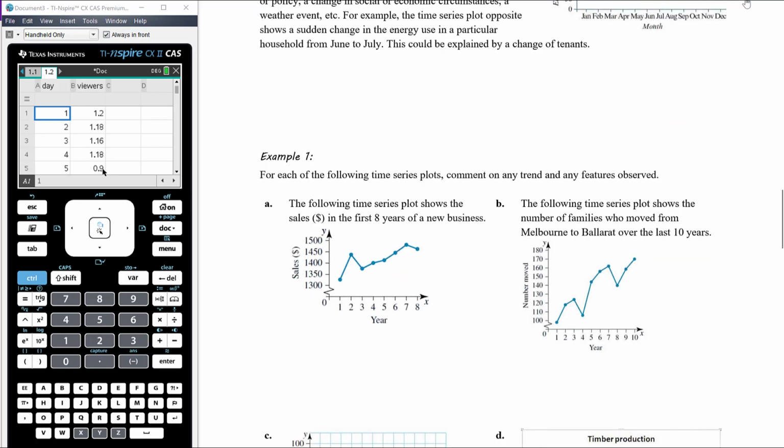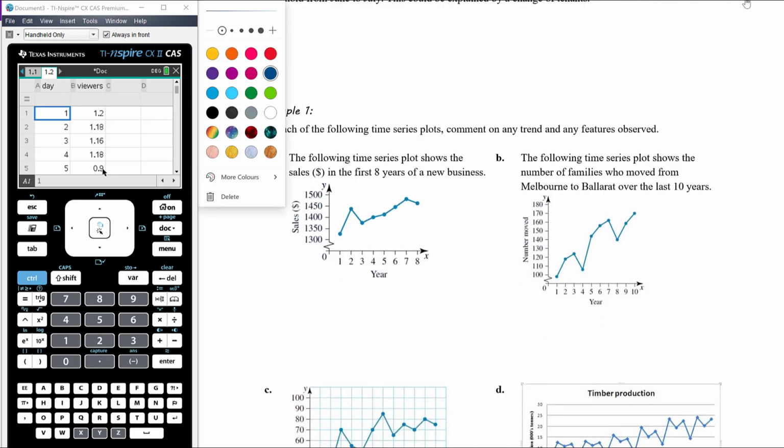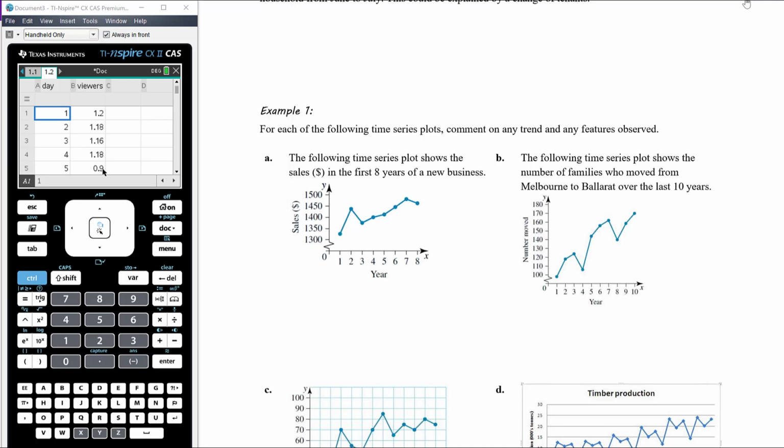Okay, so for each of the following time series plots, comment on any trend, so upward, downward, or no clear trend, and any features observed. Okay, so the first plot, I would say we have an upward trend. If we were to think about a line of best fit, somewhere sort of here, we have an upward trend, and then we've got some irregular fluctuations, or I might even say that that's possibly an outlier.